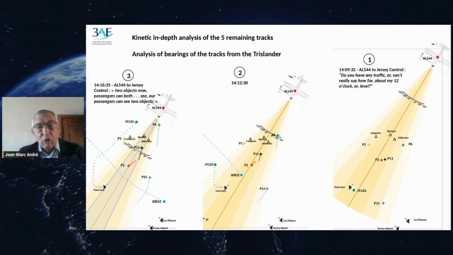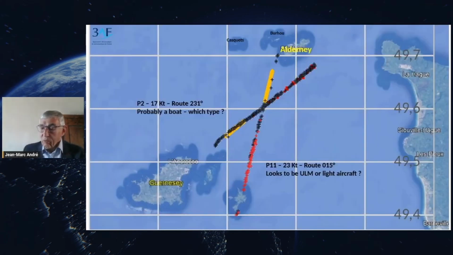P2 and P11 stay just in the axis of the aircraft. At point 3, they are still in the axis of the aircraft. Then we can see that P6, P15, and P1 are out of the 30 degrees angular sector. On the map, we have the trajectories of our best candidates, P2 and P11.